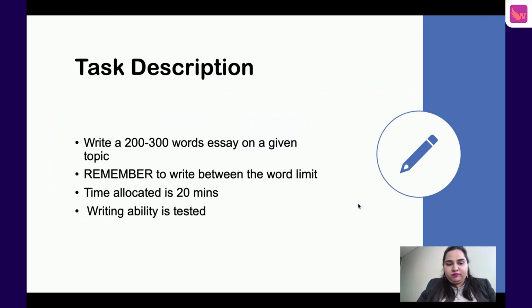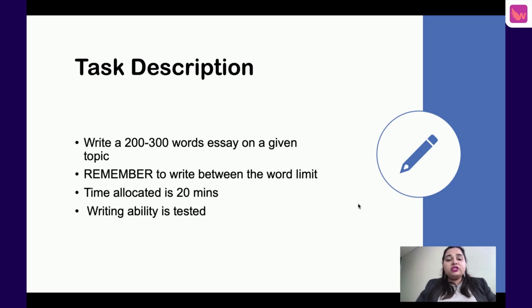What is the task description? It says you have to write your essay between 200 to 300 words. So if a student considers that yes, a 299 words essay should be a perfect essay and an essay of just 210 words is not good or it's poor, it's not just like that. Even if you write a 201 words essay, the computer is going to mark it equally fine as a 299 words essay. So do not try to write a lot of words. Try to write as many words as you can in a given time period with which you can also revise it back. So for revision, you should write fewer words and you have to revise it more. Remember to write between the word limit.